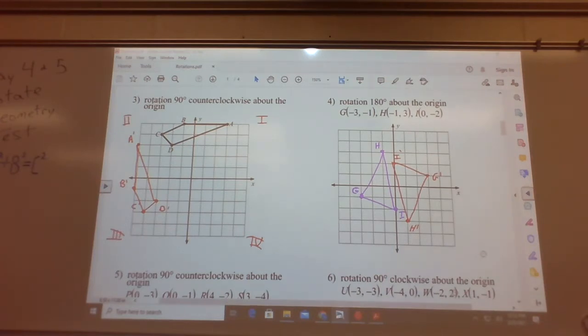So 4, are we okay? So 5. Again, we got to draw the original. So let's look at the original again.